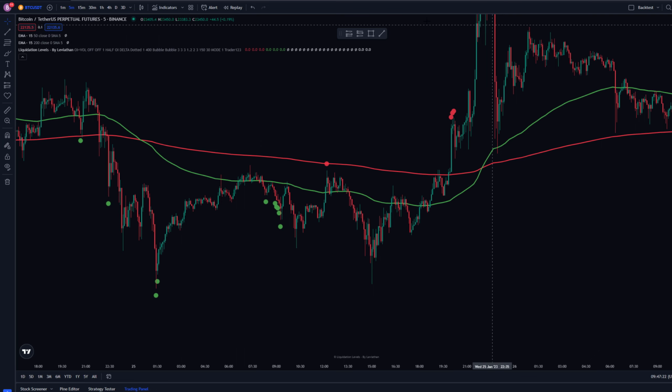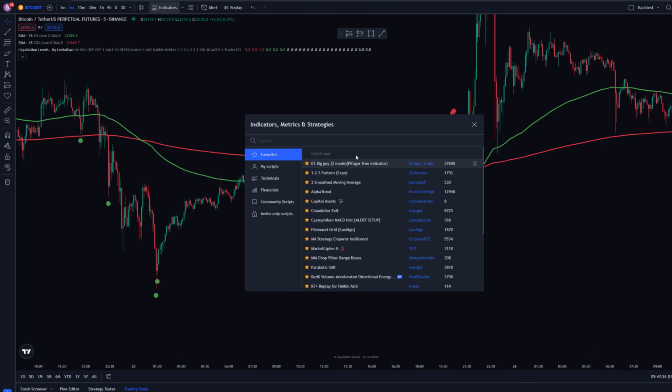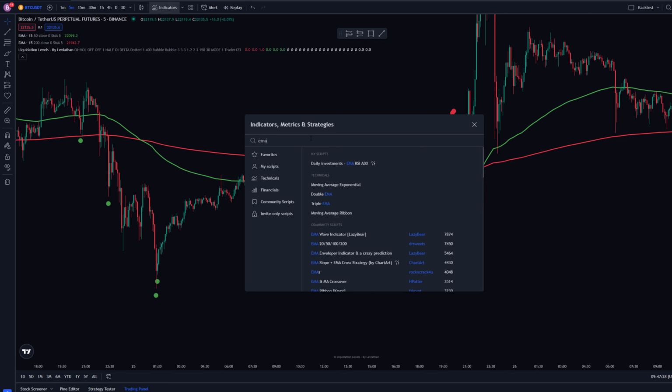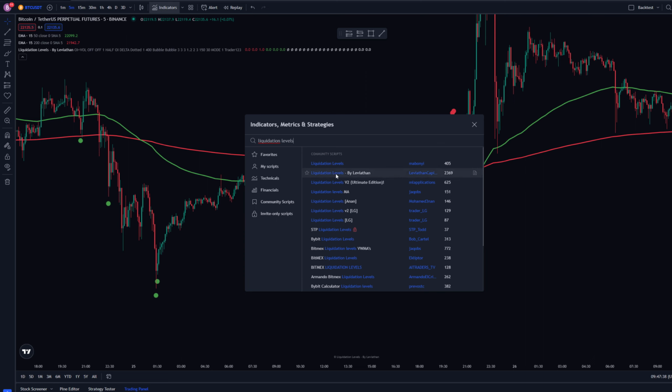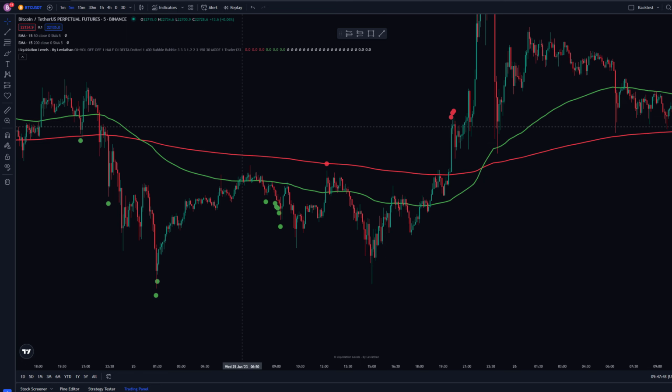Right now I have the strategy on the screen. If you go to indicators, I'll show you which ones you have to add. We're going to add two EMAs, the exponential moving average, and one time you're going to add the liquidation levels. It's going to be the second one by Leviathan. I have no idea how to pronounce that, but that one.